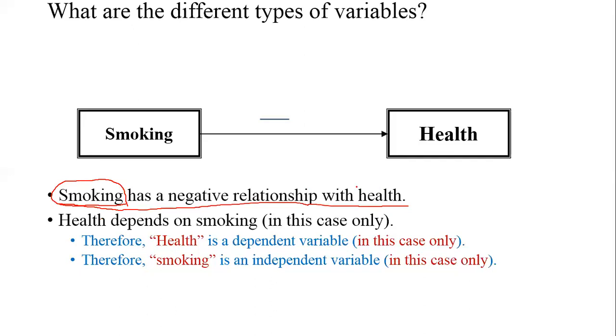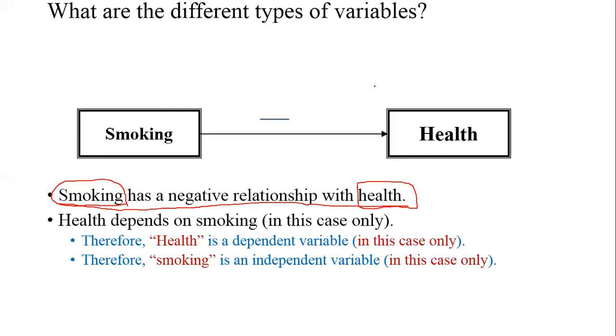Now, at the same time, there is another variable in this theory or statement, that is health. As we know, the health of people varies from one another. So these are two variables. If we draw these variables in a theoretical framework, because we are just describing a theory using these two variables, and make a sentence out of this diagram, we get: smoking has a negative relationship with health.